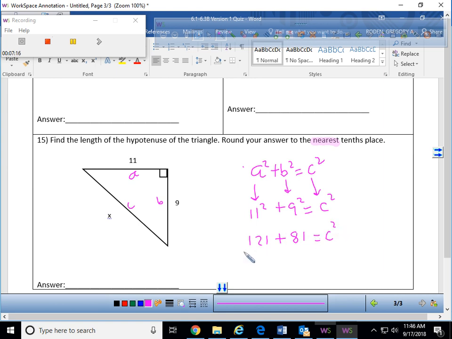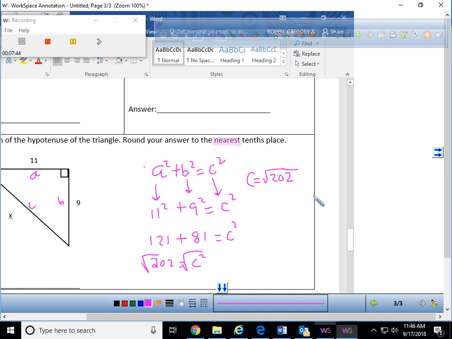Alright, so I add these up and I get 202 equals C squared. Now, obviously the answer is not 202, it's the square root of 202. So C equals the square root of 202. Now, the next thing I want to say to myself is, well, that's not a perfect square, so I'm going to have to trap it. Well, let me pull this over a little bit so you can see it.